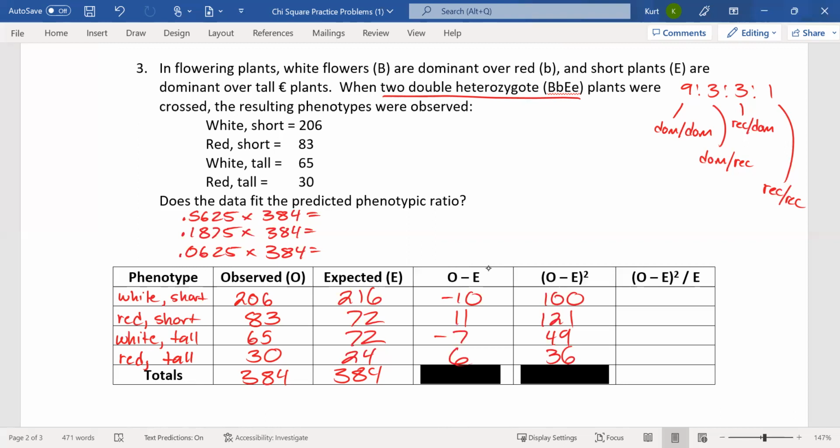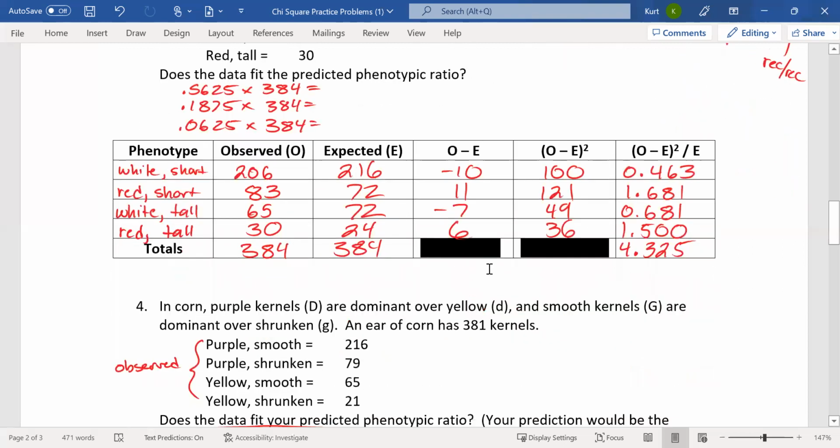100 divided by 216 is, and check my math, 0.463. 121 divided by 72 is 1.681. 49 divided by 72 is 0.681. And 36 divided by 24 is 1.500. The sum for all that is 4.325. If you're off by maybe 1/1000th of a point, it's not that big of a deal.